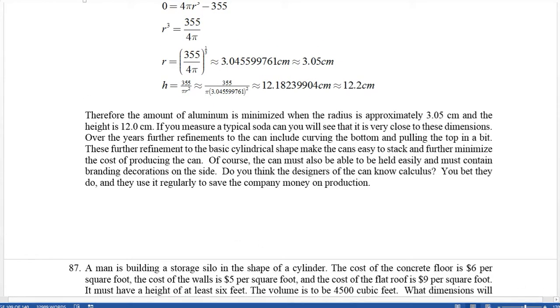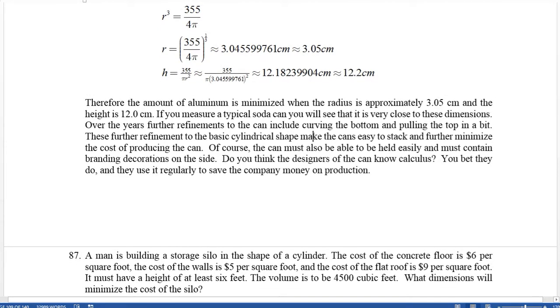So here's another problem that's actually extremely similar to the one we just did. Okay, I'd like you to work this one on your own and see if you can get the answer, and then come back and check your answer with me. A man is building a storage silo in the shape of a cylinder, that is a right circular cylinder. The cost of the concrete floor is $6 per square foot. The cost of walls is $5 a square foot, and they've got a flat roof on it, and it's $9 per square foot for the roofing.